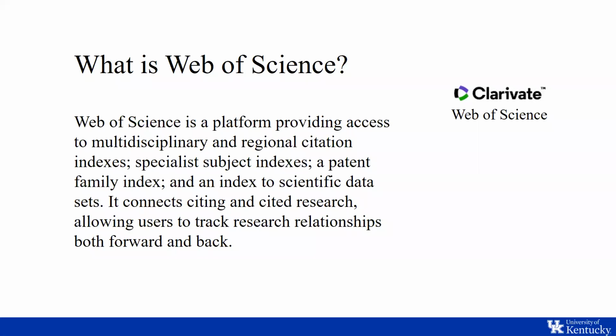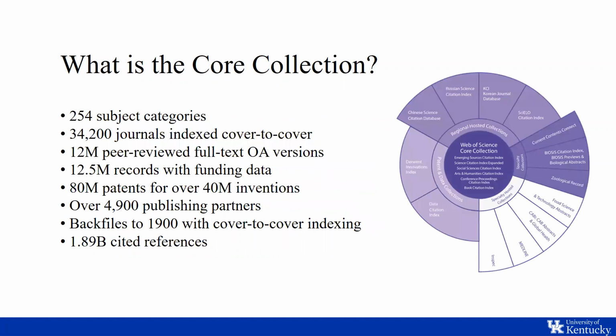So, what is the Web of Science? Web of Science is a citation index platform, which means it provides access to literature, to citing and cited research in a way that allows users to track research relationships, both forward and back in time. The core collection is Web of Science's database, shown here in this image, surrounded by some other databases that include various indexes.